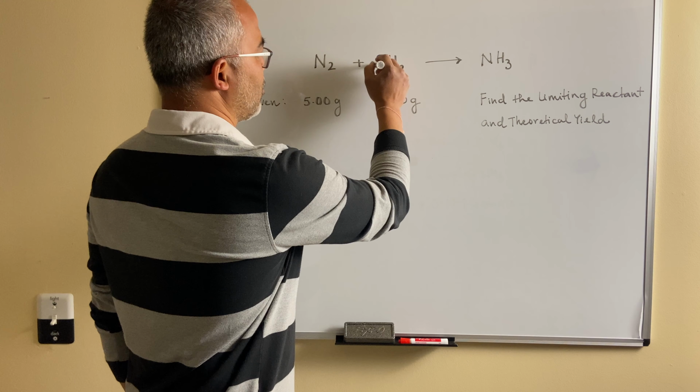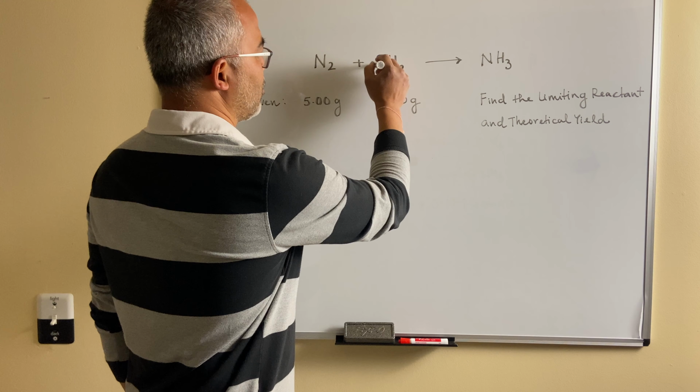Hi there. In this video, we're going to look at a simple reaction: N2 plus H2 gives NH3. What we're given is 5 grams of each of the reactants, and we have to find out the limiting reactant and the theoretical yield. While we do that, we'll also show you how to calculate the percentage yield if the actual yield is given. Okay? So let's get right into it.